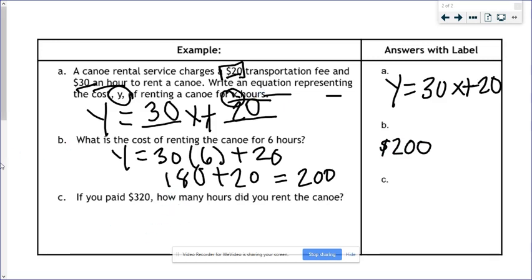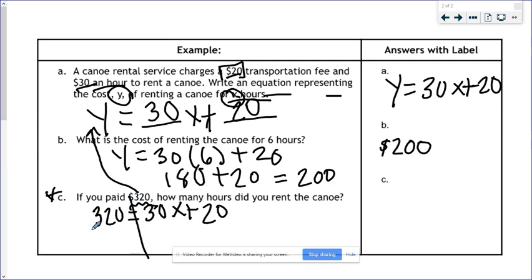Okay, part C. Now, this is the part where you might want to put a star. This might get confusing. Be prepared. So this time it says if you paid $320, how many hours did you rent the canoe? So 320 is not hours, it's the total amount. And if you remember, total amount they told us was what Y is. So that means instead of having Y, I'm going to use 320. So I'm going to put 320 equals, and now I'm going to use the rest of my original equation. Because at the end of the day, I'm looking for hours, which is X.